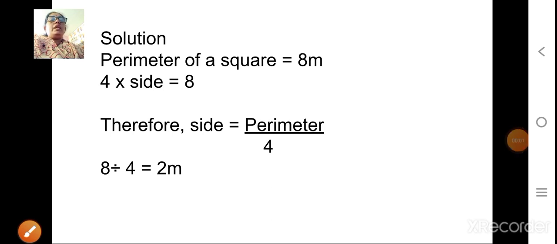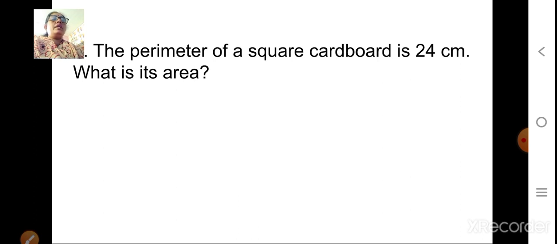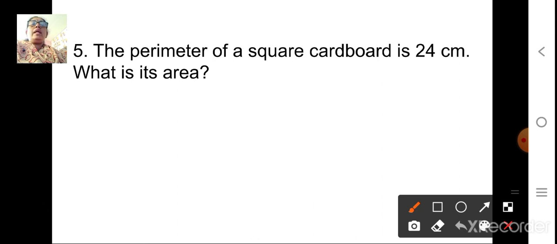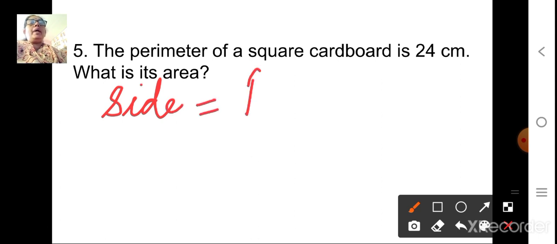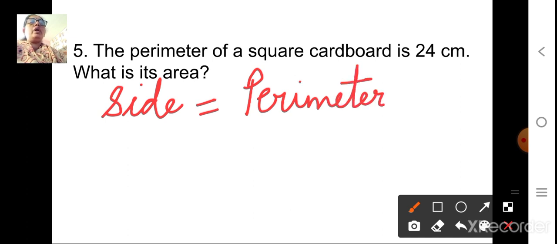Okay, let us move on to the next sum. The perimeter of a square cardboard is 24 centimeter. What is its area? Here the perimeter of a square is given and you have to find the area. To find the area of a square, it is side multiplied by side. So first we have to find the side of a square. To find the side, it is perimeter divided by 4, because all the 4 sides of a square are equal.